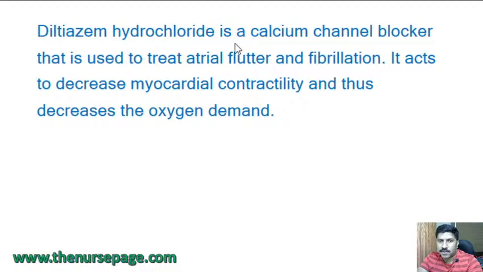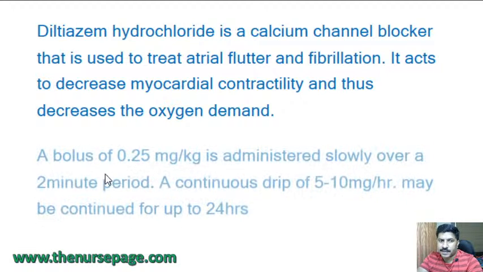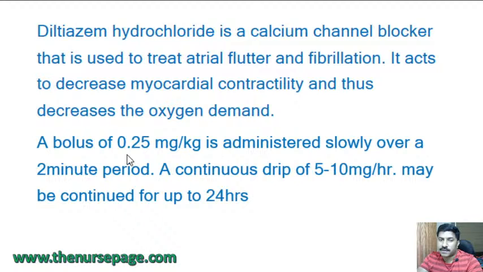Diltiazem hydrochloride is a calcium channel blocker. It is not a beta blocker. It is a calcium channel blocker that is used to treat atrial flutter or fibrillation. It acts to decrease myocardial contractility and thus decreases oxygen demand. A bolus of 0.25 mg per kilogram is administered slowly over a 2 minute period. A continuous drip of 5 to 10 milligrams per hour may be continued for up to 24 hours. So that is the technique of administration of diltiazem hydrochloride.